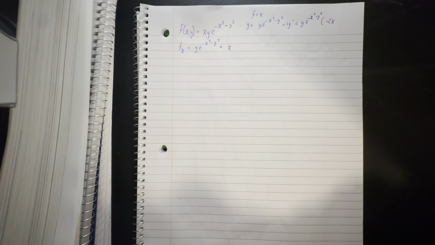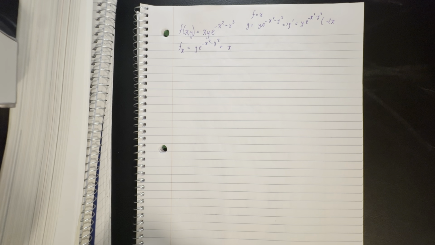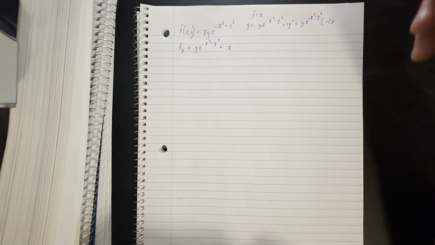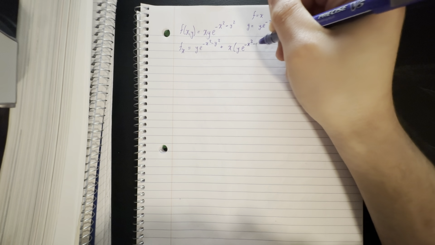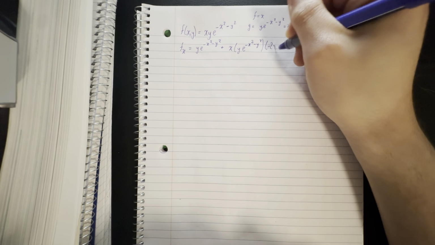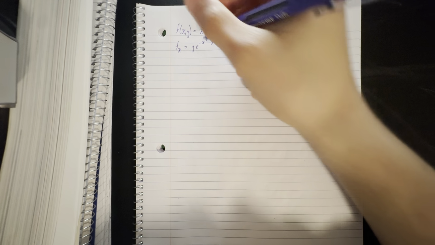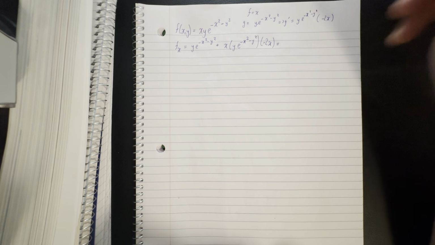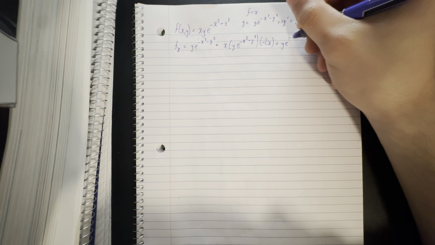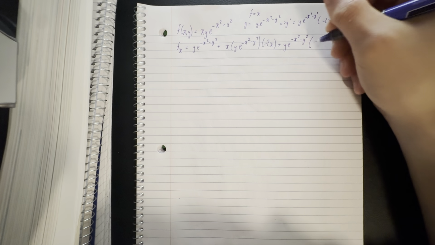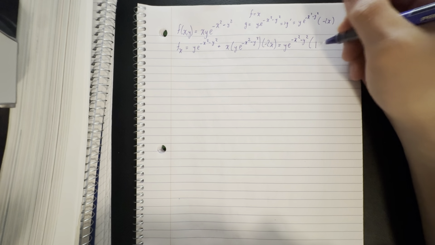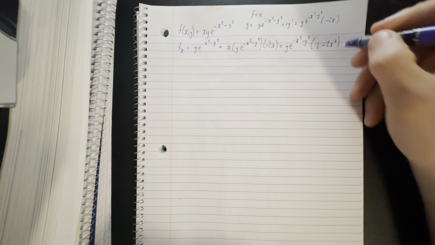Was that right? Let's see. That's going to be minus 2x squared. Yeah, okay. So you have this, and then you multiply it by y times e to the negative x squared minus y squared times negative 2x. And then you can factor out y times e to the negative x squared minus y squared, that entire term. So you're going to have y times e to the negative x squared minus y squared times 1 minus 2x squared, right? And you want this to be equal to 0.